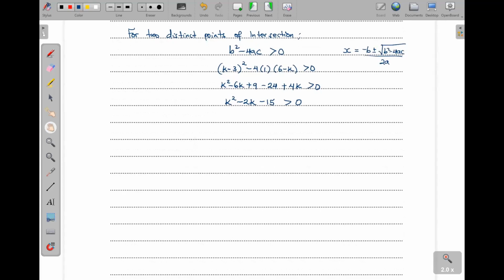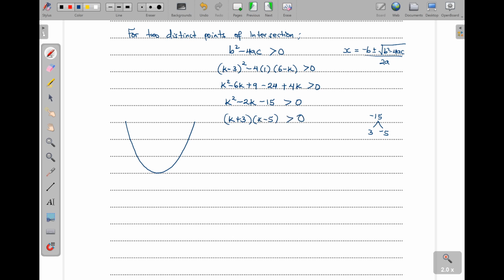Now this is a quadratic equation, a quadratic equation in k. That means it is going to be a U-shaped curve. We can actually factorize this one here. We have negative 15. Two numbers that multiply to give negative 15 are going to be 3 and 5. One of them has to be negative because this one is negative, and that will be negative 5, because when I add these two, I will get negative 2 here. Now that means this one will be k plus 3 and then k minus 5.